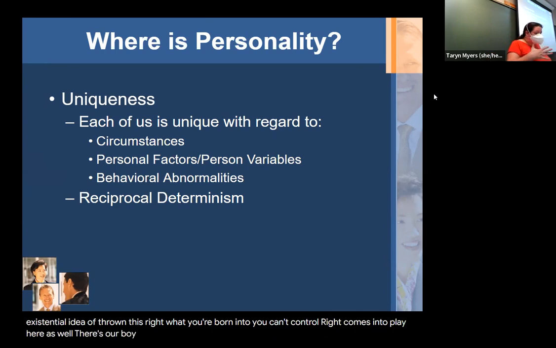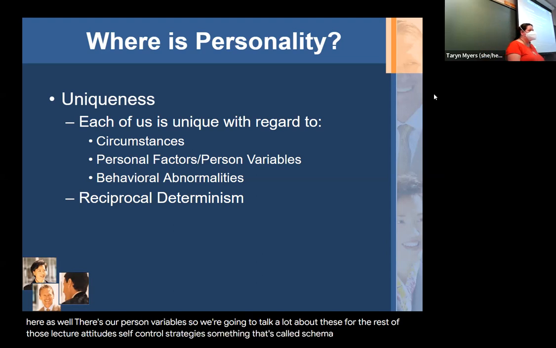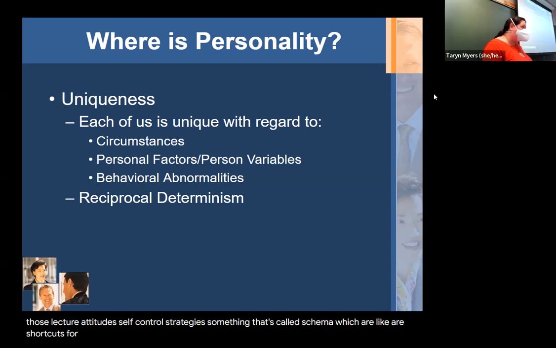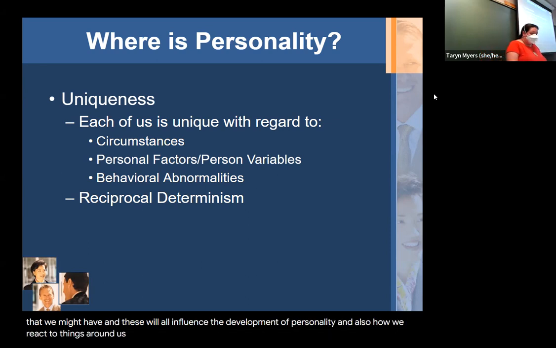Personal factors or person variables. We're going to talk a lot about these for the rest of this lecture. Attitudes, self-control strategies, something that's called schema, which are like our shortcuts for the way we think about things, including ourselves. And then behavioral abnormalities that we might have. These will all influence the development of personality and also how we react to things around us. And our own personality, our own behaviors can influence the environment around us.